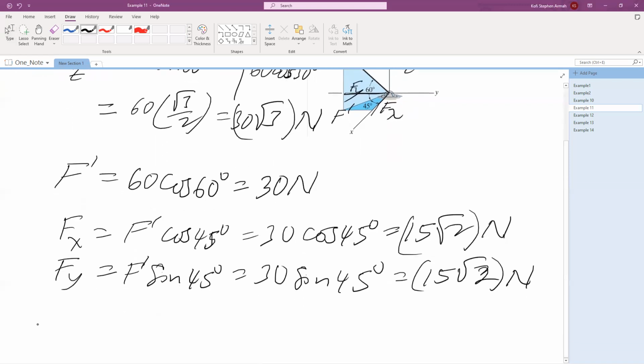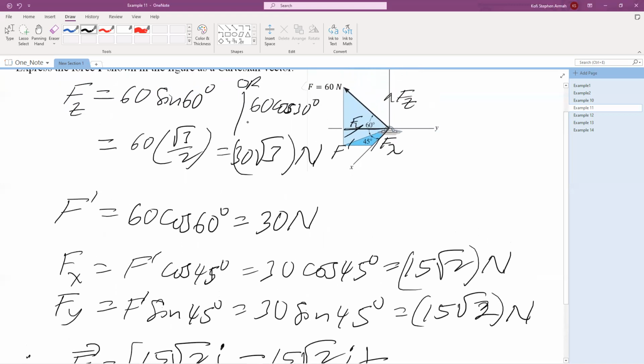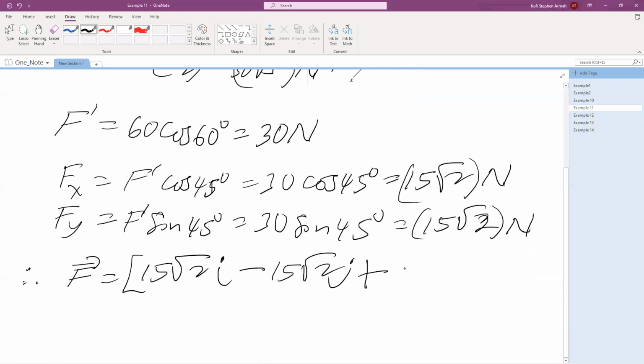And then, therefore, our force F in Cartesian vector form is our FX, which is 15 root 2 i, but minus because it's on the negative side of y, as I've said, 15 root 2 j. Then add the z. As we look up here, we got 30 root 3, so it's 30 root 3 k. And the answer is that.